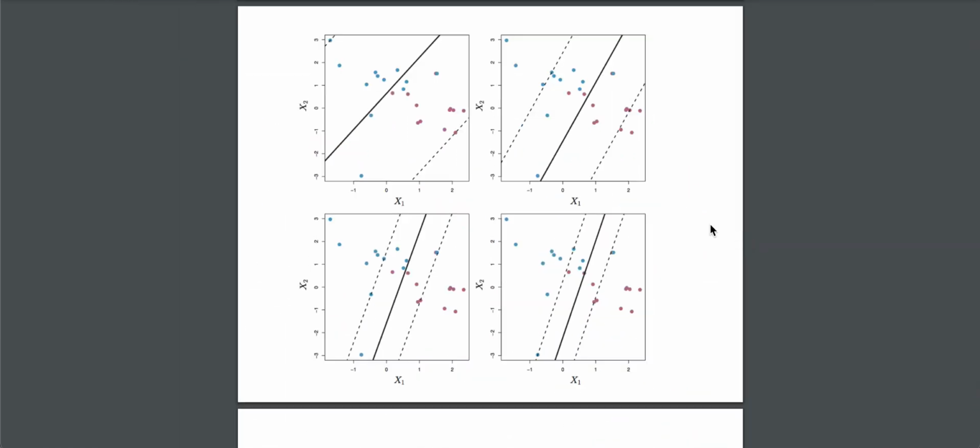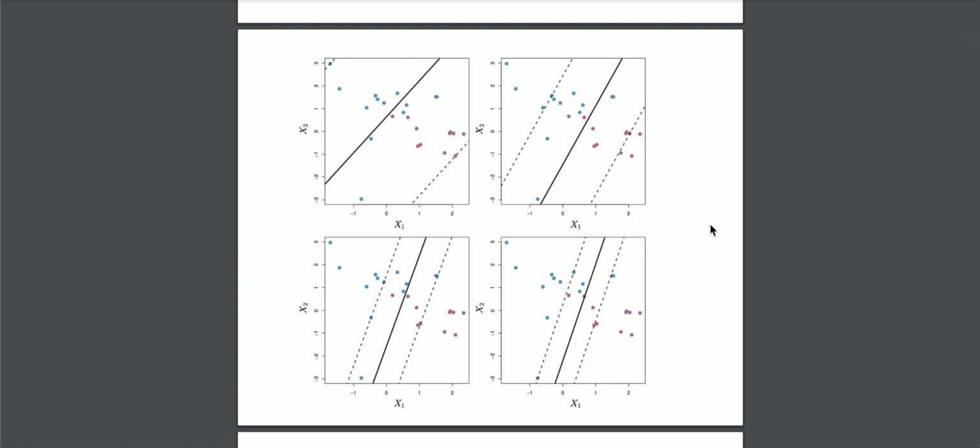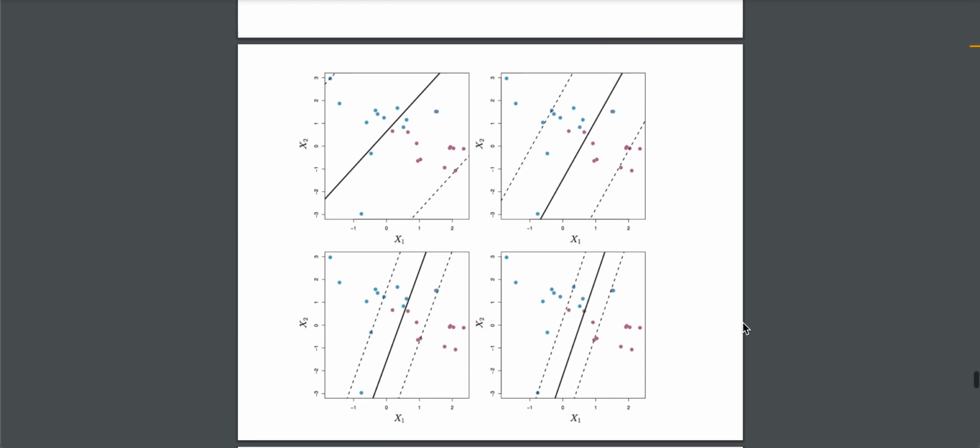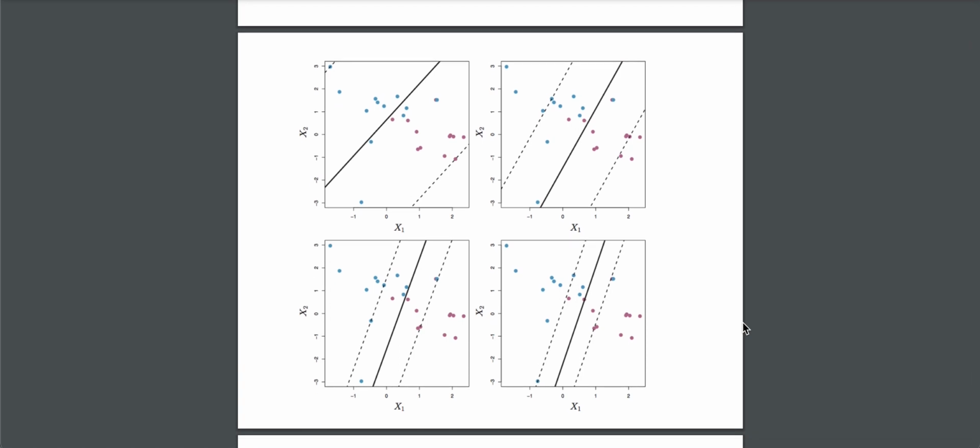And here you can see what happens as we, well, you see the margin is getting smaller and smaller from here to here, and then here, and then here, right? So 1, 2, 3, 4, right? So is C increasing or decreasing here? Is C decreasing or increasing here? Is the C larger here or is the C larger here?